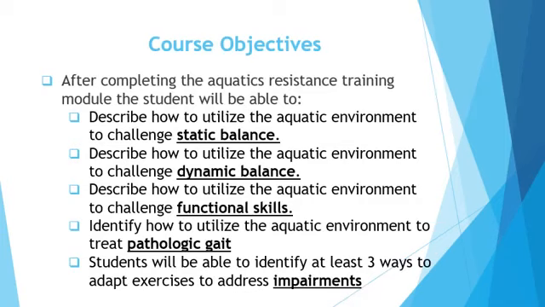After completing the aquatics resistance training module, the student will be able to describe how to utilize the aquatic environment to challenge static balance, describe how to utilize the aquatic environment to challenge dynamic balance, describe how to utilize the aquatic environments to challenge functional skills, identify how to utilize the aquatic environment to treat pathologic gait, and students will be able to identify at least 3 ways to adapt exercises to address impairments.